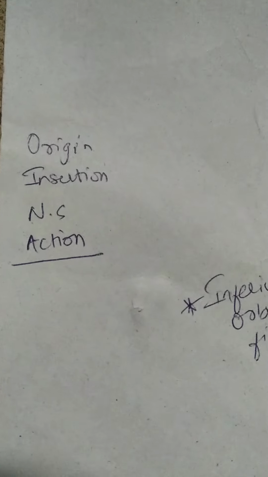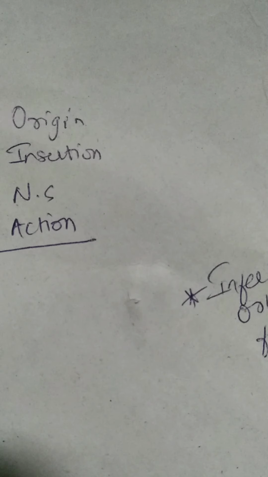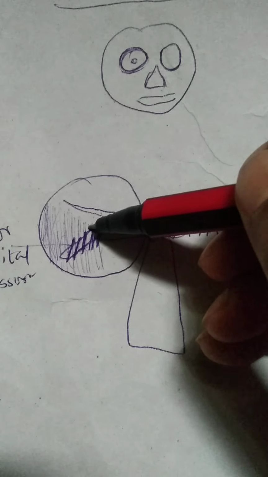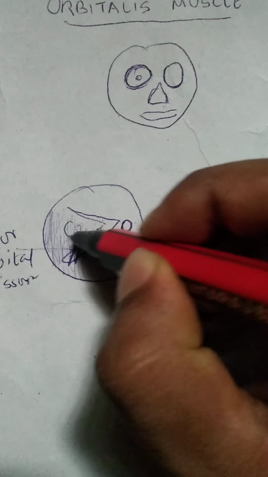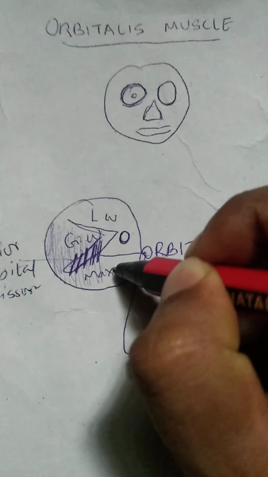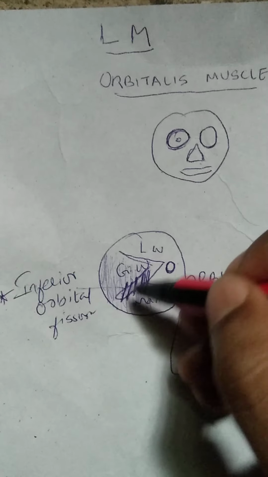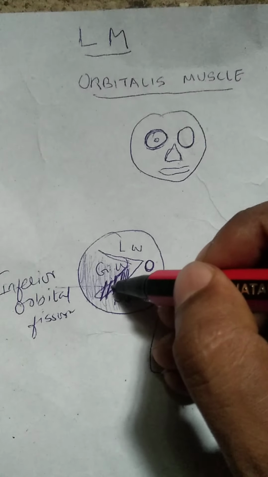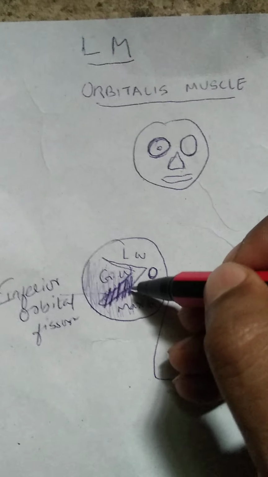As you already know, the muscle will be dealt with under the following headings: origin, insertion, nerve supply, action. The orbitalis muscle takes origin across the floor of this orbit and goes towards the posterior wall of the orbit. This is the greater wing of the sphenoid bone, this is the lesser wing of the sphenoid bone, and this is the maxilla. So it bridges across the inferior orbital fissure from the maxilla, that is the floor of the orbit, towards the greater wing of the sphenoid bone, that is the insertion.